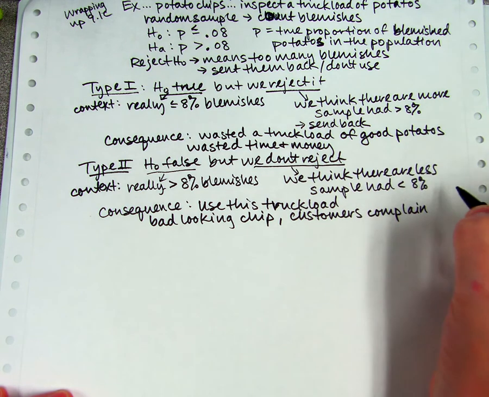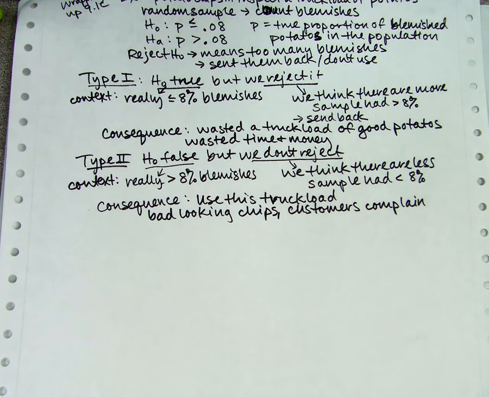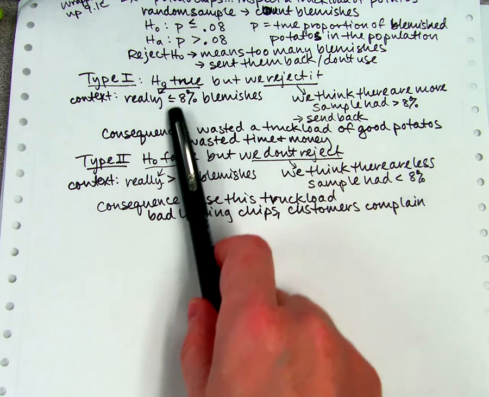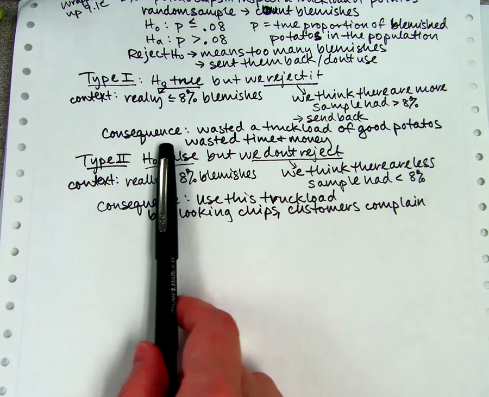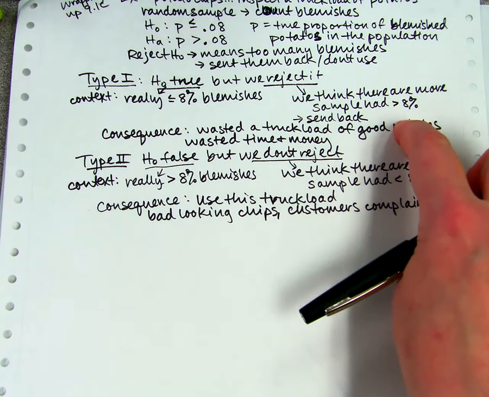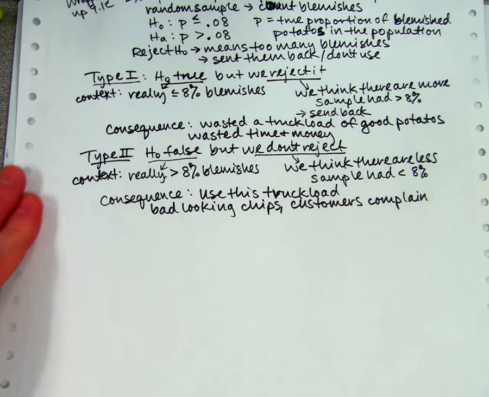I might lose some customers. So that's basically the idea behind this type of question. You need to be able to translate from the definition into the context and then talk about what that would cause to happen as a result of this error. Would it cause you to throw out good potatoes, or would it cause you to use bad potatoes, or what would that cause? So that's an example of a type of problem that is pretty common, and there will be something like that on the quiz. So I wanted to warn you about it.